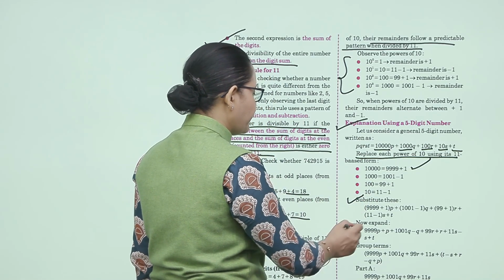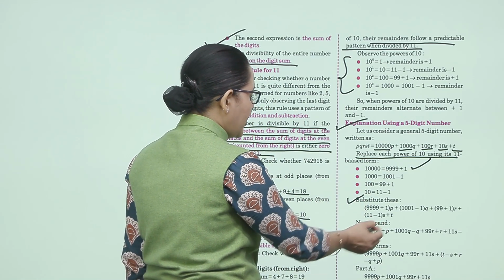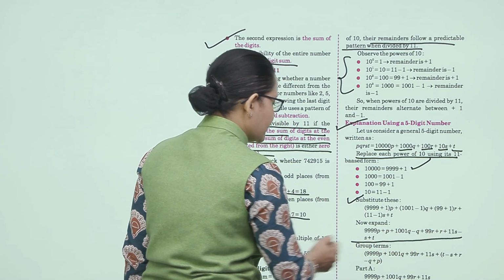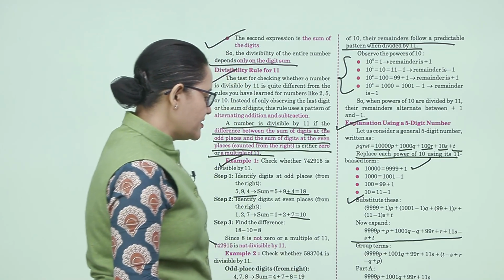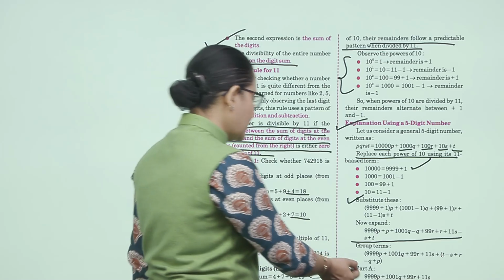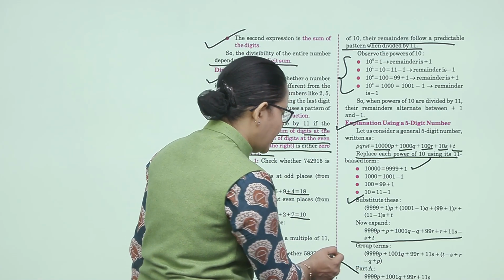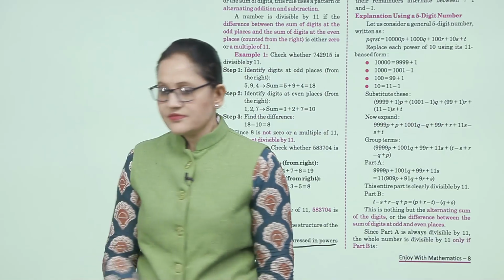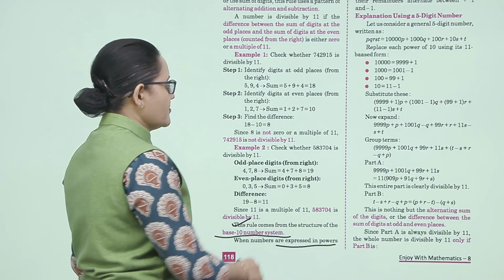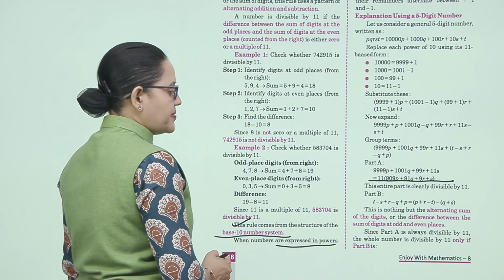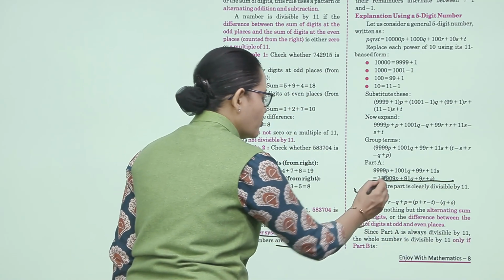Substitute these. Now, expand. So, we will expand it, we will get this. Now, we will group the terms. Now, what will we find out? If we group the terms, this is the part A, the entire part is clearly divisible by 11. This is the part 2.